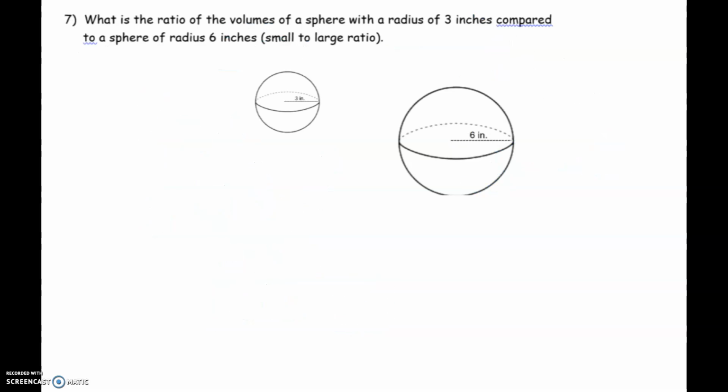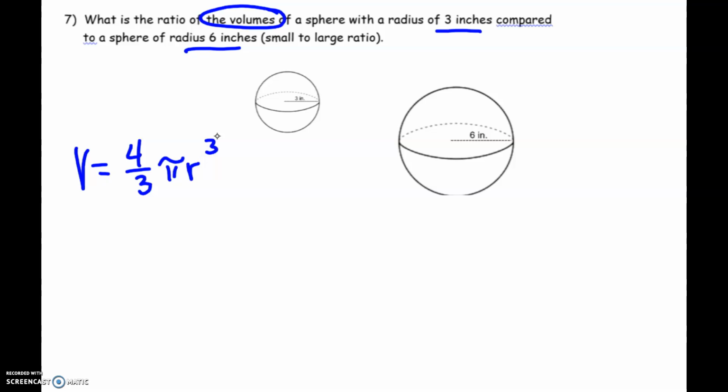Number 7, we've got our spheres again with a radius of 3 compared to that of a radius of 6. This time we're looking at volumes though. If you recall, the volume formula for a sphere was 4/3 pi r cubed. Don't forget to cube that. So for our small sphere, I'm going to compare small to large in my ratio.